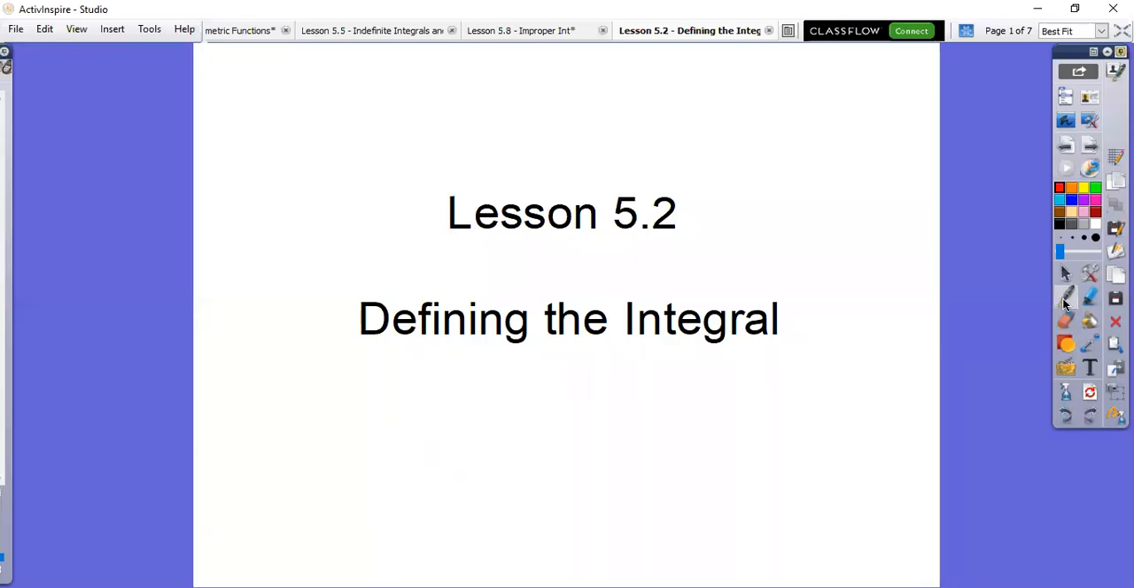Today, we're going to talk about defining the integral. So last time we talked about using Riemann sums to estimate the area underneath the curve. And today we're going to talk about how we can use that to define the basic idea of what an integral is. So let's get cooking, defining integrals.